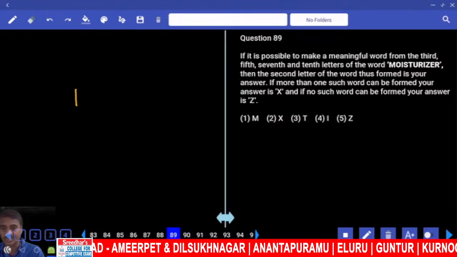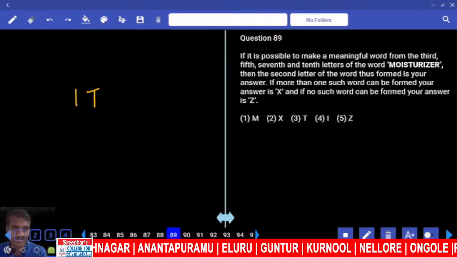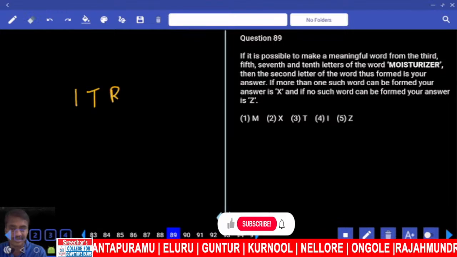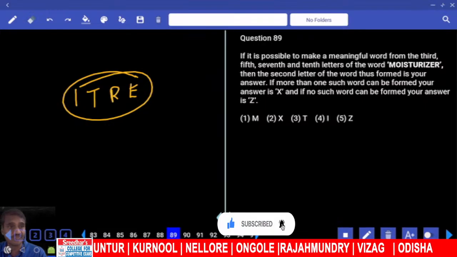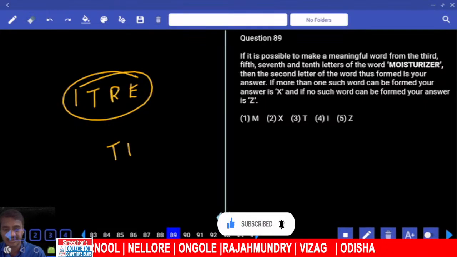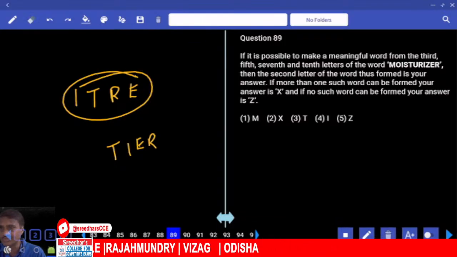What is the third one? I. And what is the fifth one? T. And the seventh one? R. And the 10th one? E. With the help of these 4 letters, can any word be formed? Now T-I-E-R, tier. T-I-E-R, tier is there or not? Now tier 1 and tier 2, SSC tier 1, SSC tier 2.